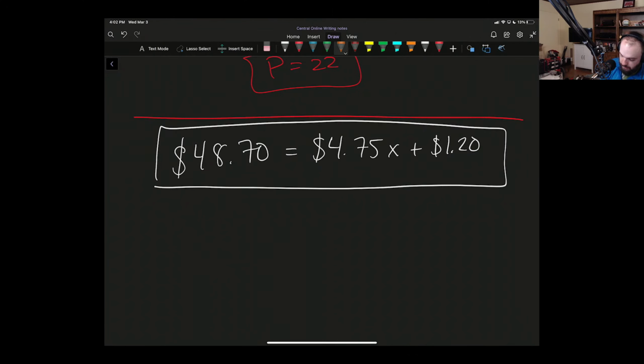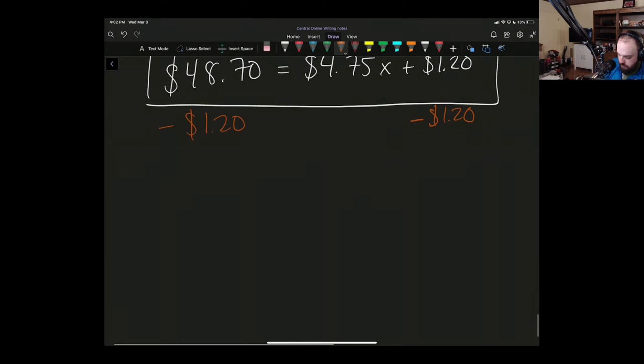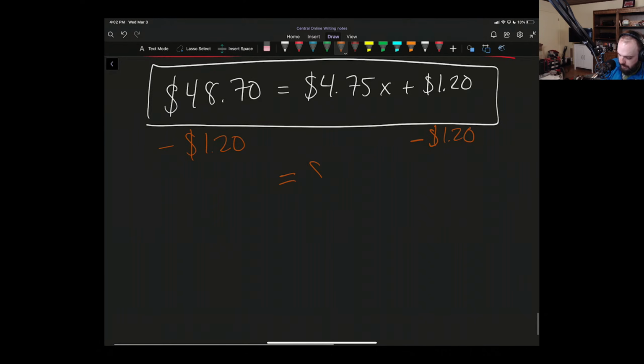So we're going to start by subtracting 1.20 from both sides. So we're going to be left with, on the right-hand side, 4.75 times x. On the left-hand side, 0 minus 0 is 0. 7 minus 2 is 5. 8 minus 1 is 7. 4 minus nothing is 4. So this is what we got so far.